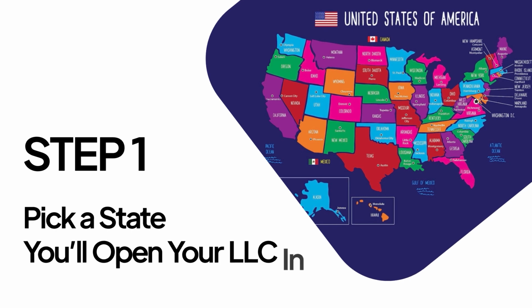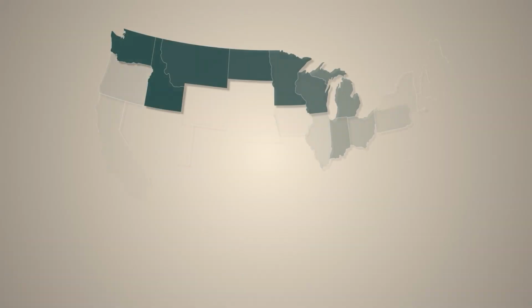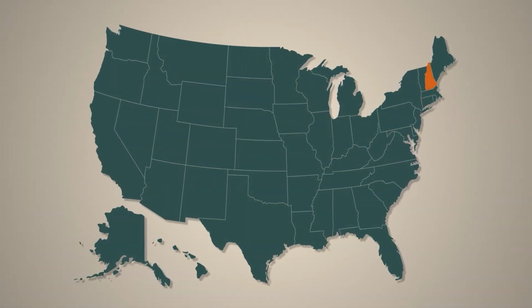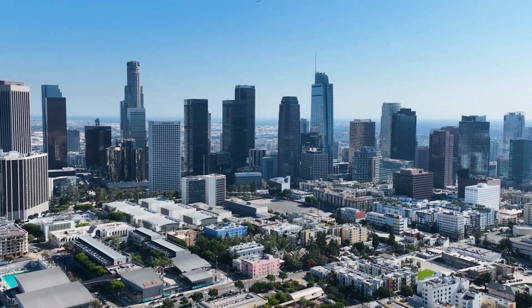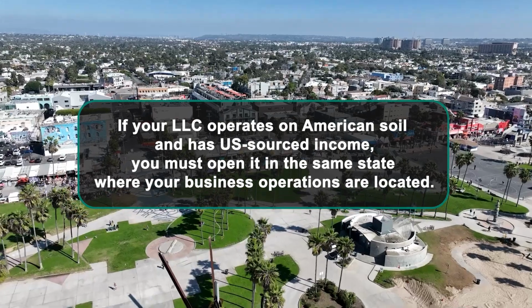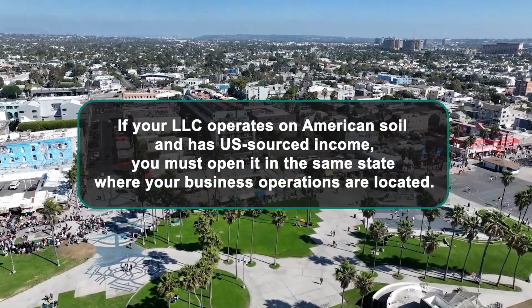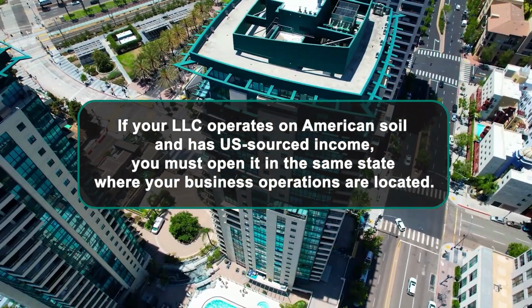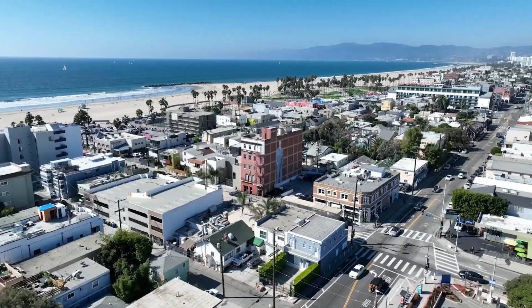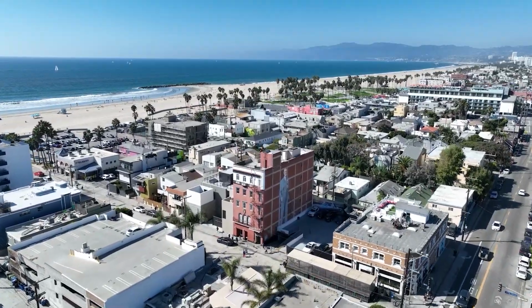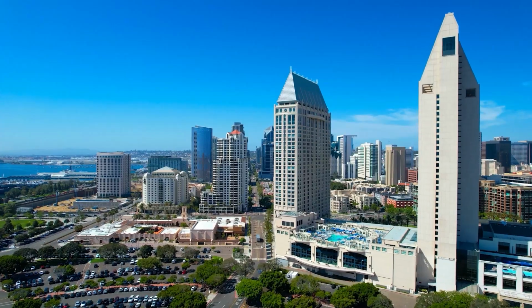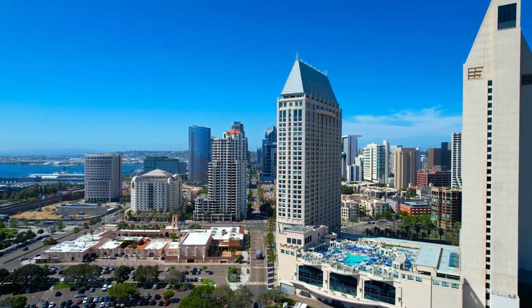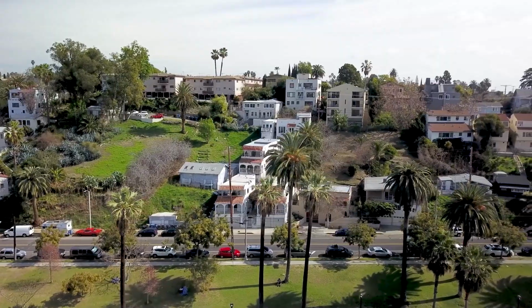Step 1. Pick a state you'll open your LLC in. The first step is to choose the state where you'll establish your LLC. Your choice will mostly depend on the type of LLC you're opening. If your LLC operates on American soil and has US-sourced income, you must open it in the same state where your business operations are located. A great example of this would be rental income from real estate. Rental income is considered US-sourced income, so real estate investors would need to open their LLCs in the same state as the property they own.